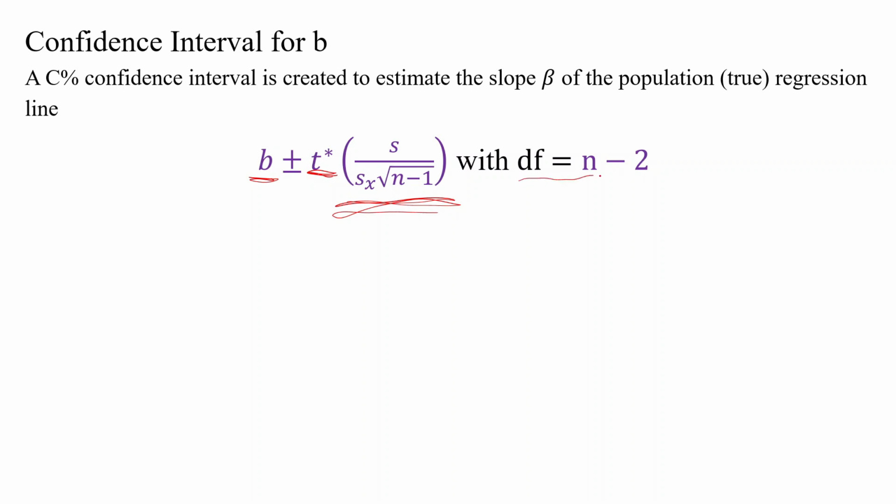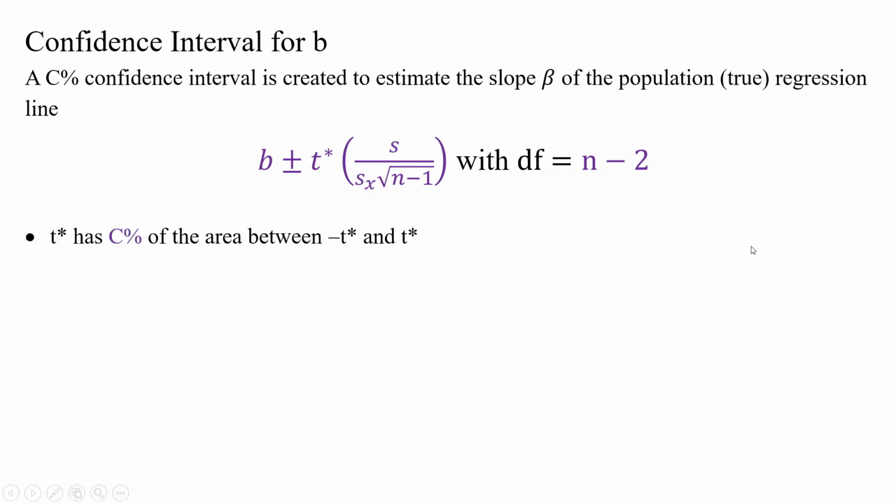The change here to calculate T star: we are using a T distribution, but our degrees of freedom are n minus 2. You can remember that just because we have two variables is the easiest way to remember that. We did degrees of freedom n minus 1 when we were working with one variable, like the single mean. We're going to do n minus 2 for this confidence interval here.